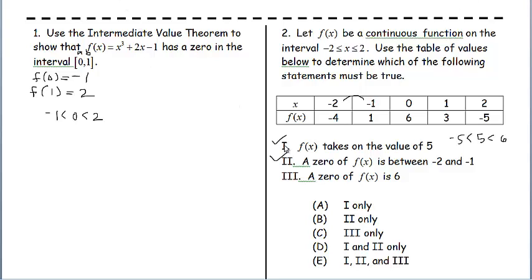All right, statement 3 is saying that a zero of f of x is 6. You could put that in point form, and what it's saying is that there is a 0 when x is 6. Well, remember, our x values just go from -2 to 2, so we don't have any information past x equals 2. So right here, I can't say that this has to be true. It might be, but it doesn't have to be true. We only have the data between -2 and 2. So at this point, I'm just going to choose D. 1 and 2 have to be true.